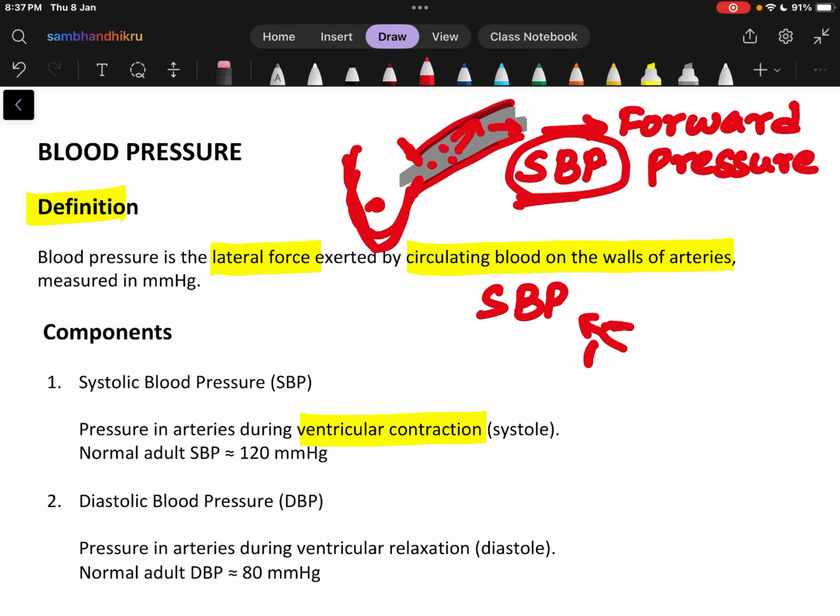At a time both ventricles contract, so that is ventricular contraction, right? Due to the ventricular contraction the force is exerted on the arterial walls, and that is systolic blood pressure. How much, sir? About 120 mm of Hg is normal.